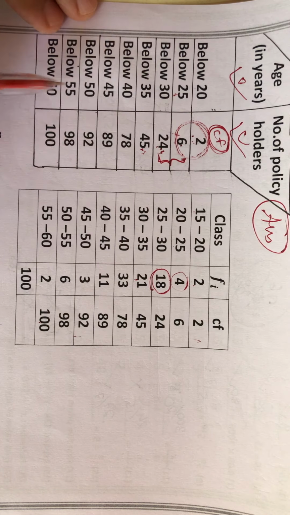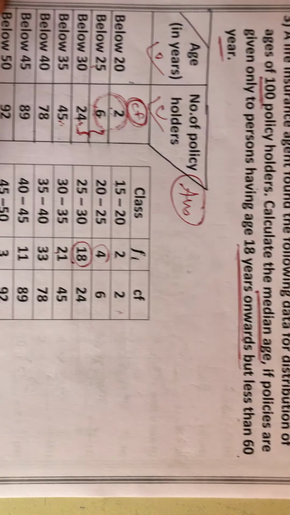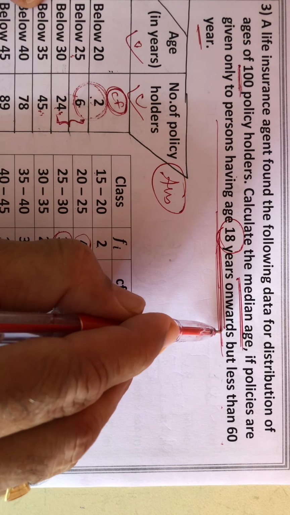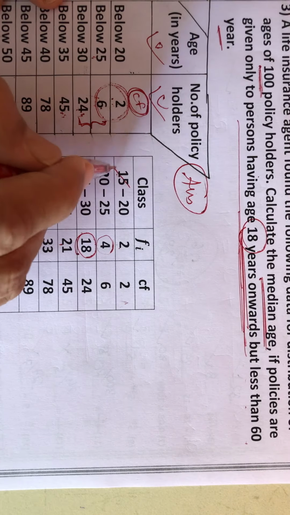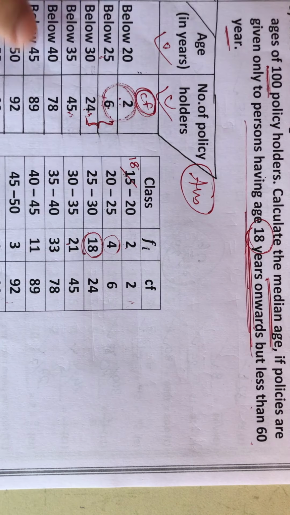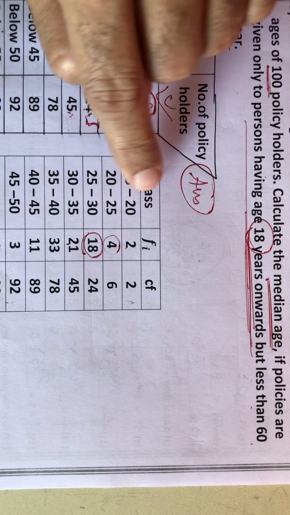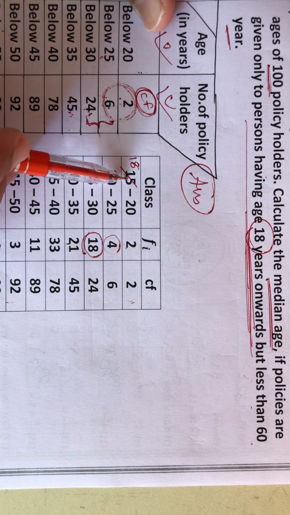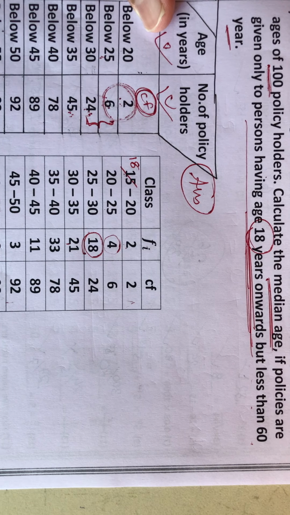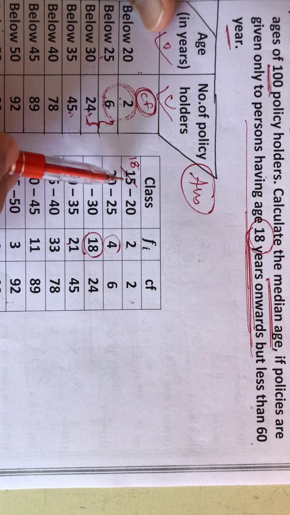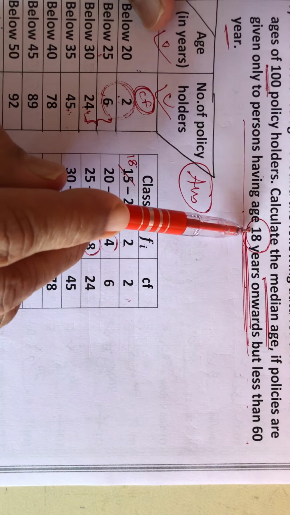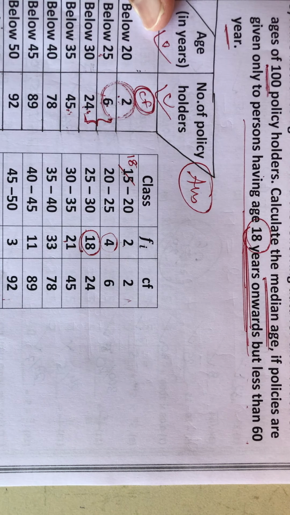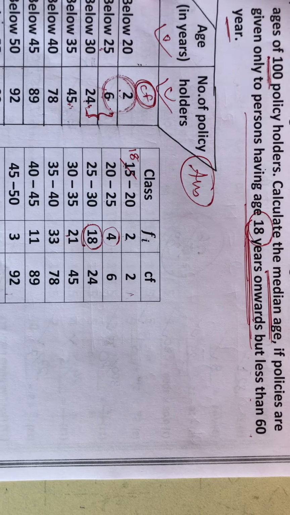Actually the difference is 5 like this, but it is already given in the question that the person is having age 18 years onwards. So here 15 is written, but actually it is 18. I deliberately wrote 15 so you don't get confused, because all have the same equal length of 5. Of course, if you write 15 here, it doesn't make any difference. But actually we write 18 to 20.